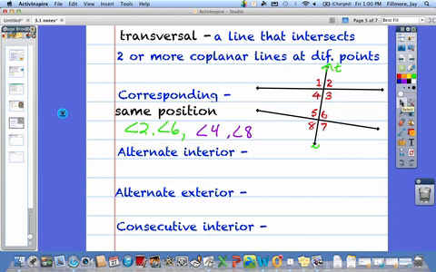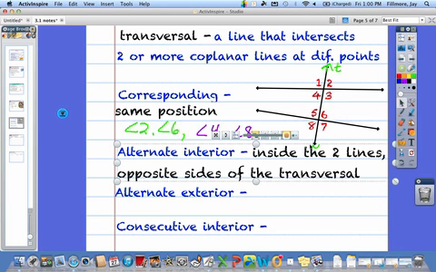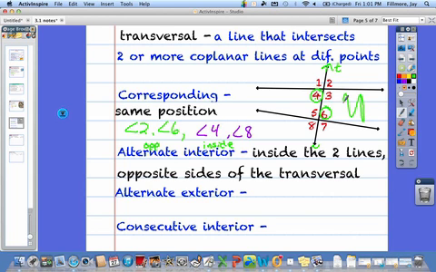The next type are alternate interior angles. Alternate interiors are on the inside of the two lines and on opposite sides of the transversal. So I think alternate interior, I think opposite sides, I think of the inside of the two parallel lines. So on the inside of my two parallel lines here, or two lines in general, they don't have to be parallel, are 4, 3, 5, and 6. Those are my interiors. Ones that are on alternate sides would be 4 and 6. They're on different sides of this transversal, but they're on the interior, inside here. So angle 4 and angle 6 would be examples of alternate interior angles.